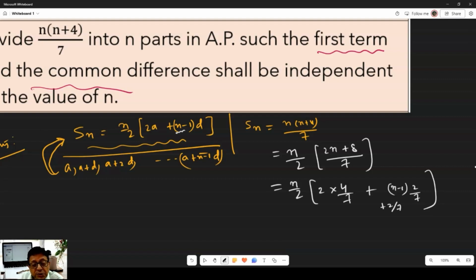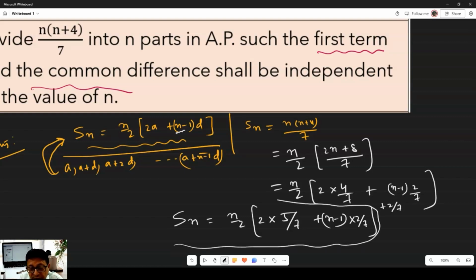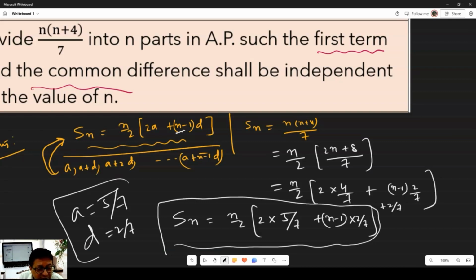It's alright. So Sn, now I am getting this form: n by 2. This 2 by 7 will be added with 8 by 7. So 10 by 7, 2 into 5 by 7, plus (n minus 1) into 2 by 7. This is the form of the sum in terms of an AP, isn't it? What is the value of A over there? A is 5 by 7 and D is 2 by 7. Clear?